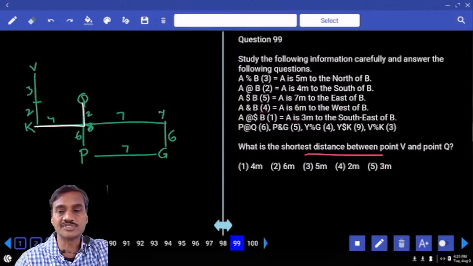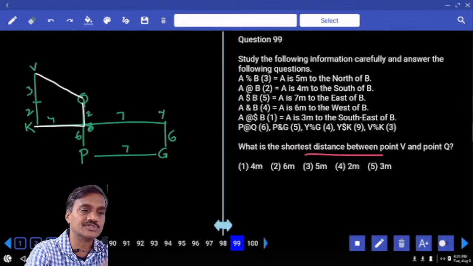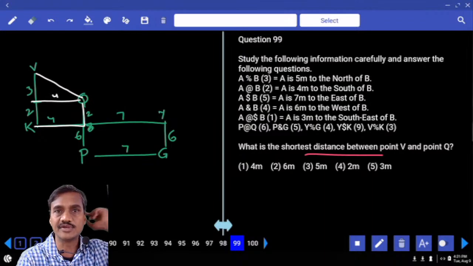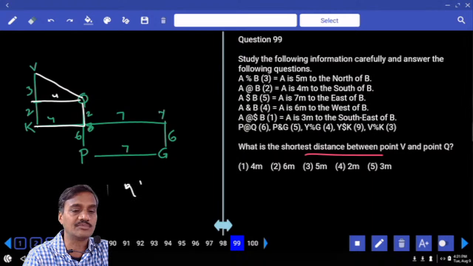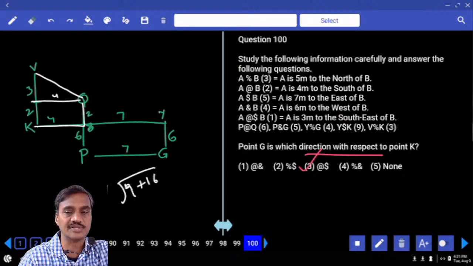And what is the shortest distance between V and Q? Now the distance between V and Q, shortest means this distance. Now tell me what is the distance? This is 4 and this is 3. And 3 and 4 means 3 square plus 4 square. What is this 3 square plus 4 square? 9 plus 16. That is 25, square root is 5 meters. Choice 3, question number 99.